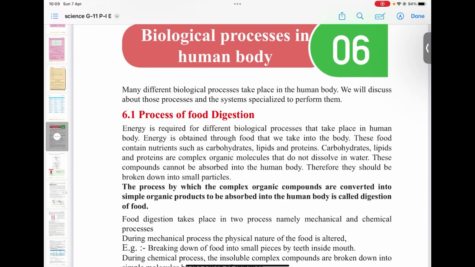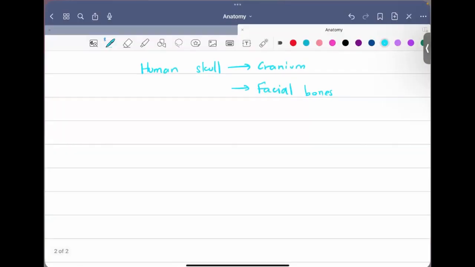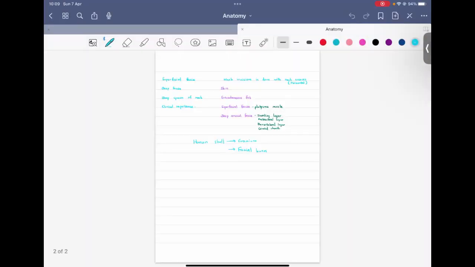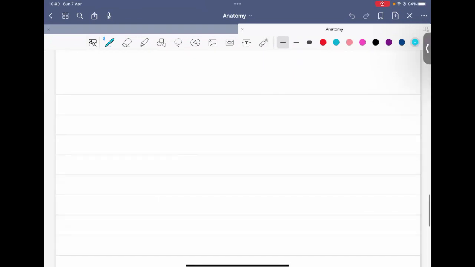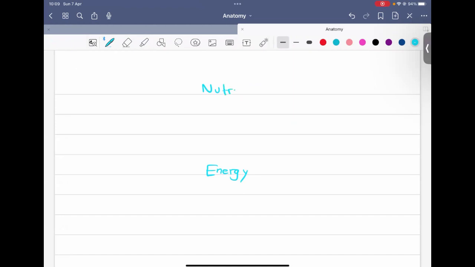Now, as I was saying, I hope you all can see my screen. As I was saying, energy is the primary thing we need in our body. So how do we get energy? First, we eat, right? When we eat, that is what we call nutrition.